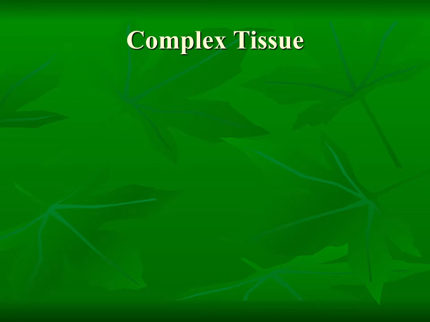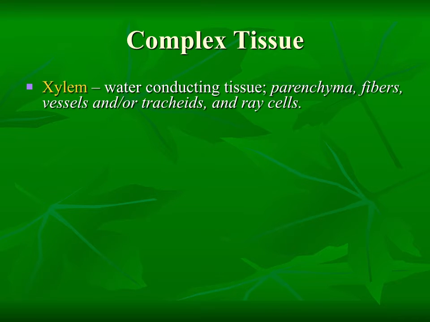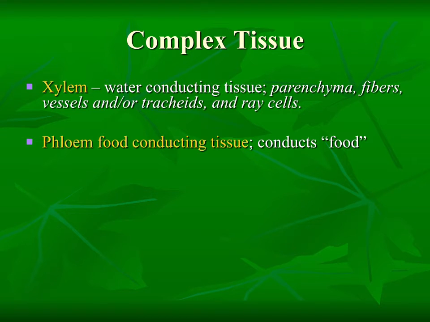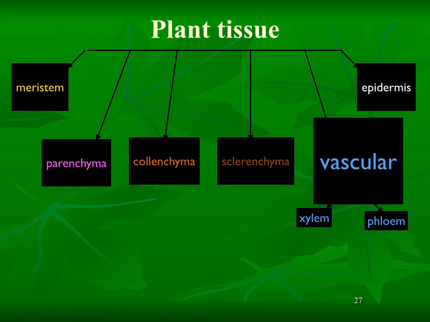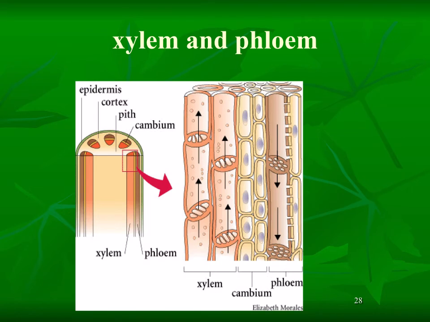Looking at complex tissue, you have got xylem, which conducts water, and then you've got phloem, which conducts food, which is sucrose. You might also come across the periderm, which is a protective covering. Okay, vascular tissue, xylem and phloem. Here's a slide showing xylem and phloem.